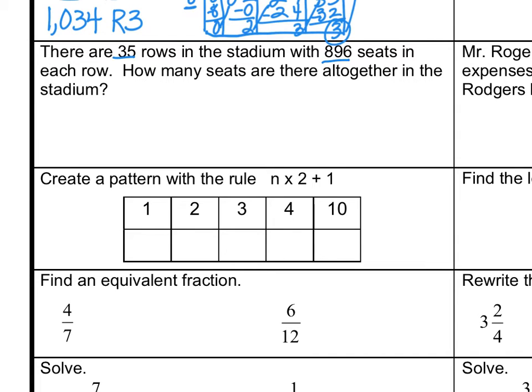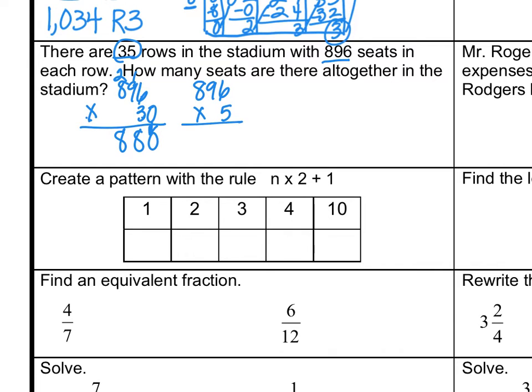All right, there are 35 rows in the stadium with 896 seats in each row. You see, because they're really big rows. How many seats are there altogether in the stadium? Well, we could add up 896 35 times, but that'd be pretty ridiculous. So let's do 896, and we're going to break this 35 apart into 30 and 5, and we're going to do 2 problems. So here are our 2 problems. Drop down your 0. 3 times 6 is 18. 3 times 9 is 27, plus 1 is 28.